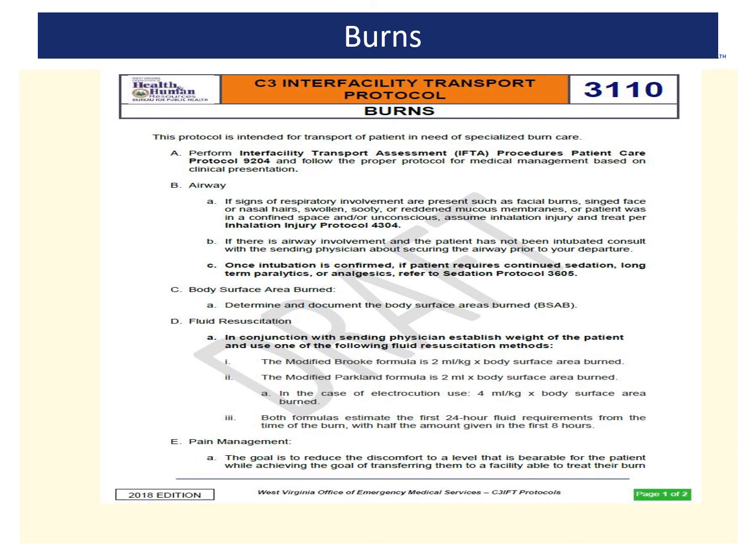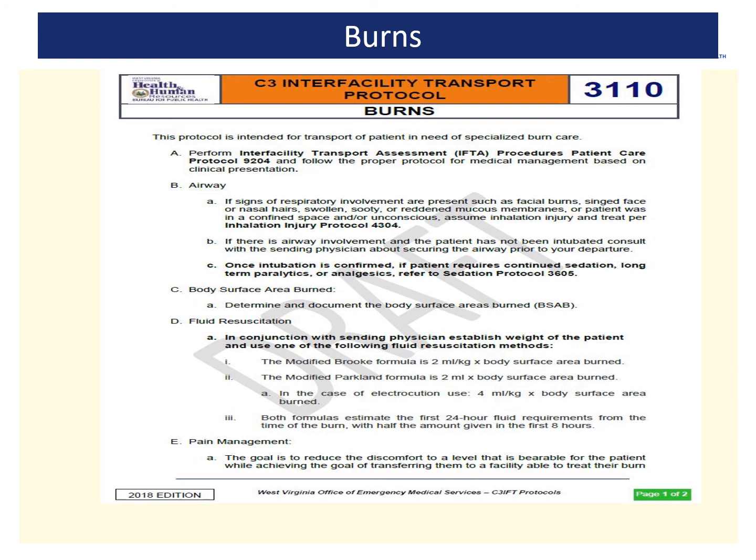Body surface area burned. Determine and document the body surface area burned. Fluid resuscitation. In conjunction with the sending physician, establish the weight of the patient and use one of the following fluid resuscitation methods. The modified Brooke formula is 2 milliliters per kilo times the body surface area burned. The modified Parkland formula is 4 milliliters per kilo times the body surface area burned. In the case of an electrocution, use 4 milliliters per kilo times the body surface area burned. Both formulas estimate the first 24-hour fluid resuscitation requirements from the time of the burn, with half the amount given in the first 8 hours.